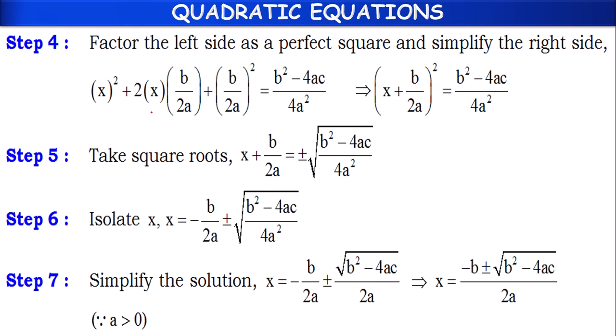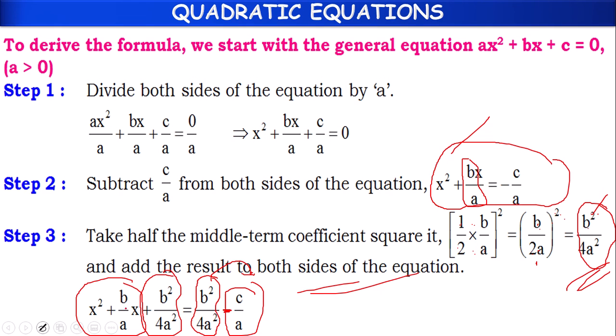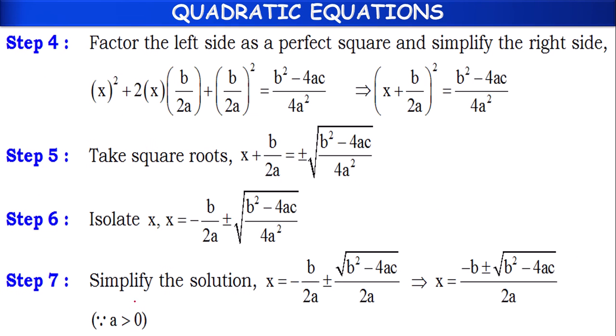Next, the middle term b by a x can be written by multiplying and dividing with 2, so b by a x can be written as 2 into b by 2a into x. Like this it can be written, so the 2 cancels, and its value is b by a x. And b by 4a square can be written as b by 2a whole square.